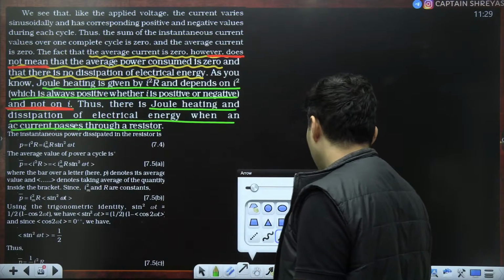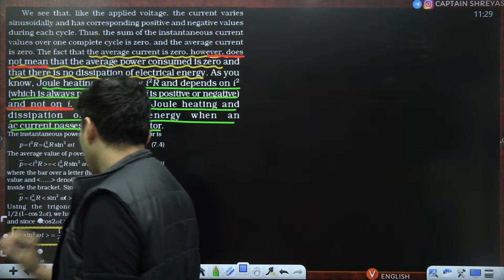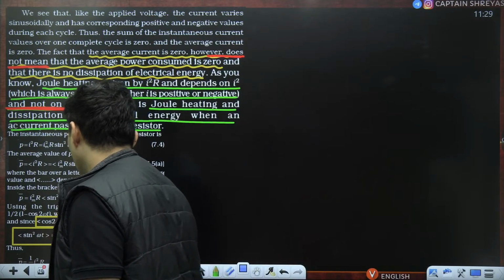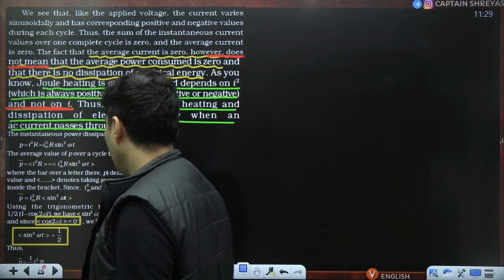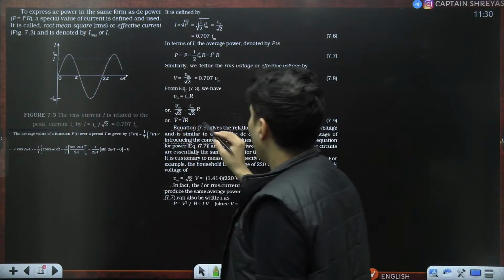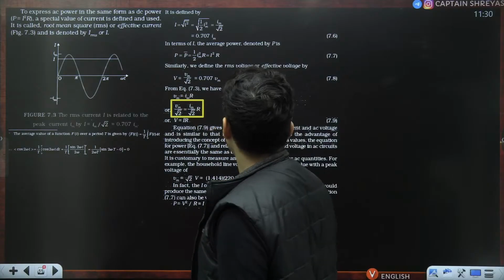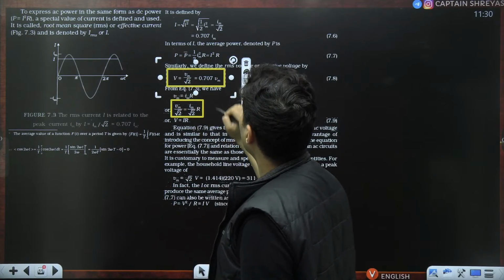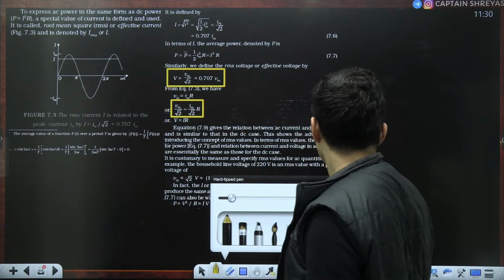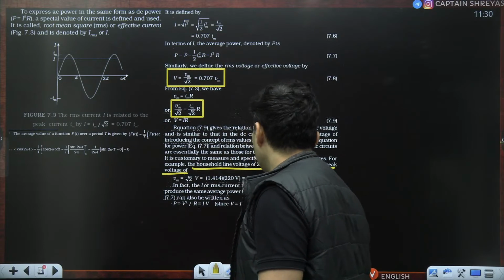One important value which you must know is the average value of sine square omega t, which is half. And the average of cos 2 omega t is 0. And finally, they get some equations over here and they box it. Where Vm is this. And then over here, this household line voltage is an RMS value with a peak voltage of 311 volts.